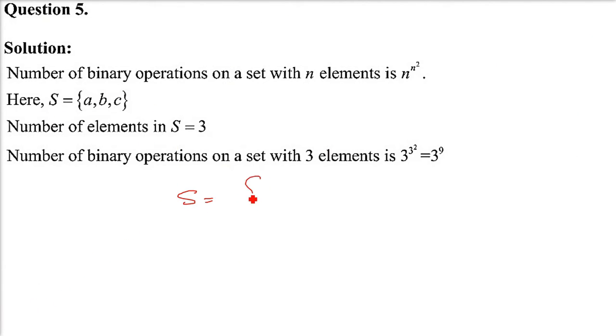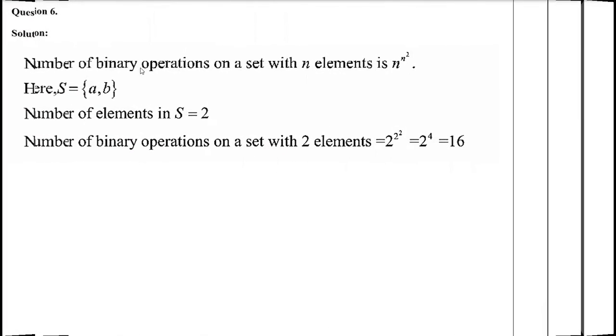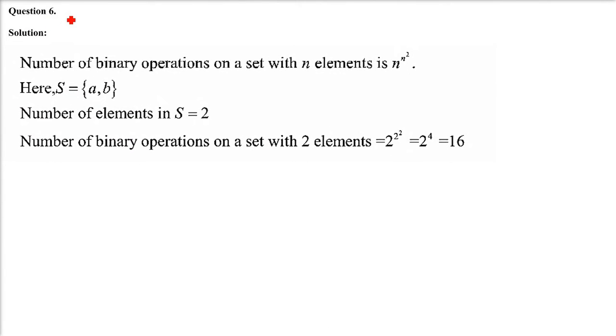The set has A, B, C. Don't worry about the numbers or the values here. Just count them. So there are 3 values here. So what is the formula? N to the power n square. So 3 to the power 3 square. That is going to be 3 to the power 9. So you can compute 3 to the power 9, and you can keep it like that also. That is also okay. The question number 6 is exactly the same as the previous one.